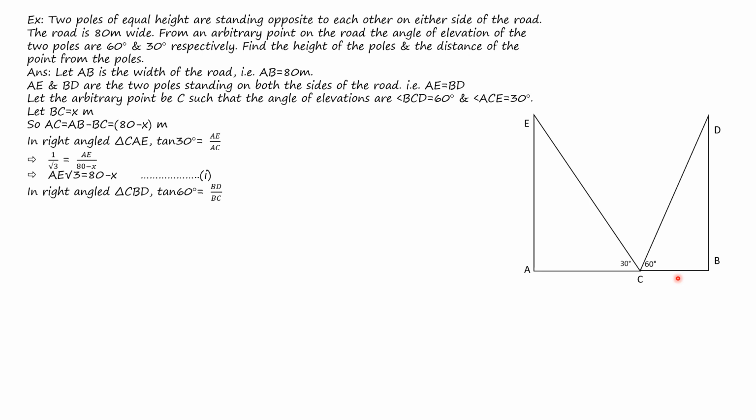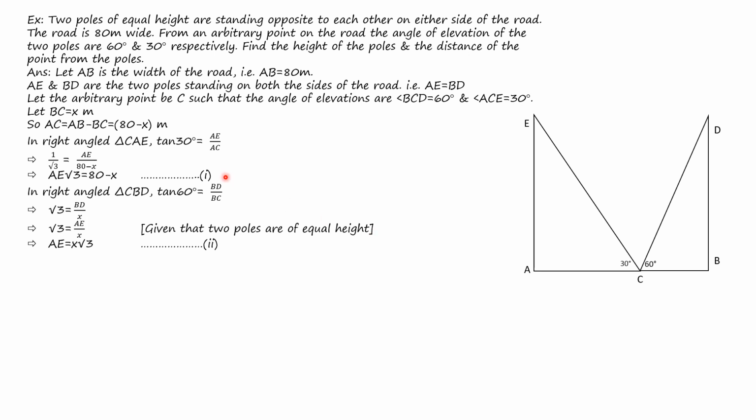In right angle triangle CBD, tan of 60 degrees equals BD by BC, or we can write root 3 equals BD by x, because BC we have taken to be x, or root 3 equals AE by x. Why AE by x? Because BD and AE are the two equal poles. So in the place of BD we can write AE, given that the two poles are equal in height. Or you can write AE equals x root 3. Let this be the second equation.